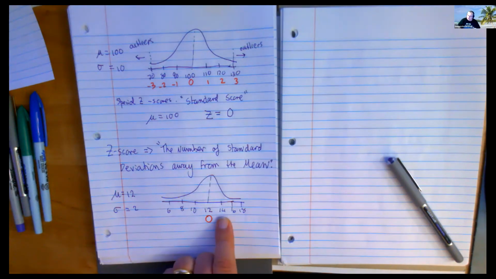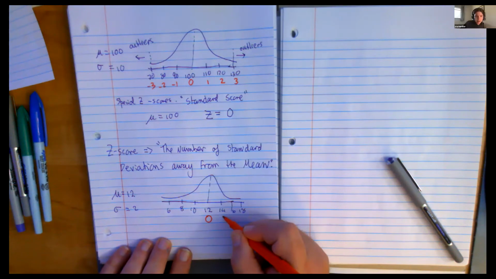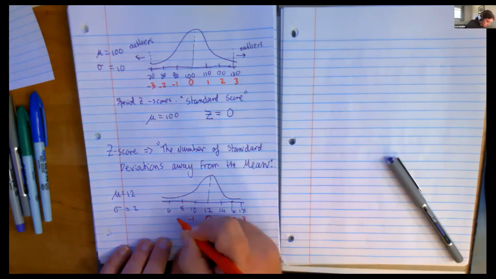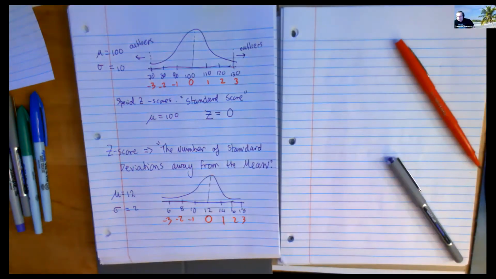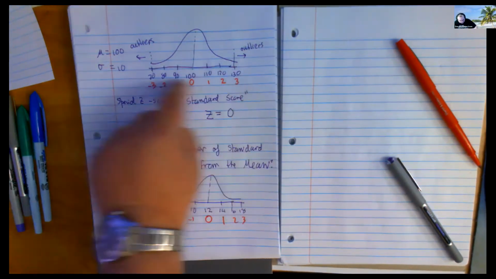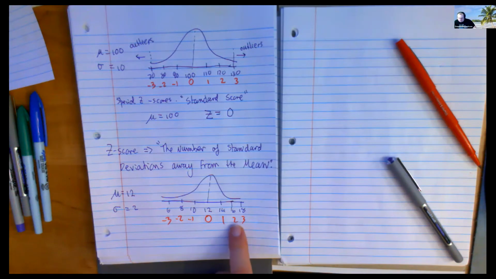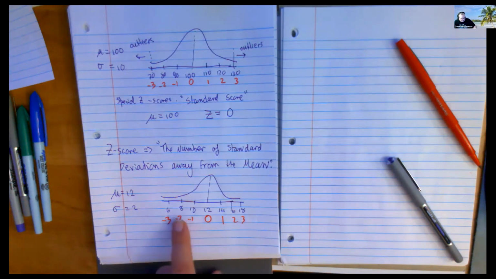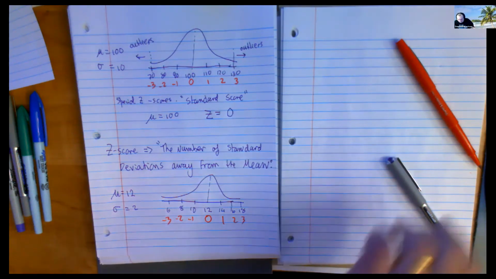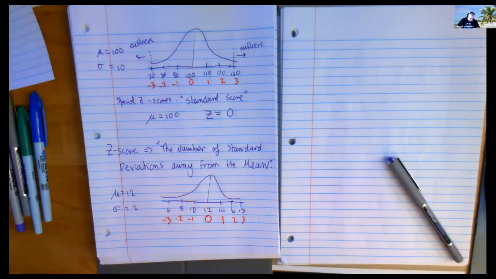What's the z-score of 14 going to be? 1. Do you notice that when you convert these numbers into z-scores, you always get the same z-scores? 1, 2, 3. And that's not a coincidence, is it? 1 standard deviation away from the mean, 2 standard deviations away from the mean, 3 standard deviations away from the mean, 1 standard deviation less than the mean, 2 standard deviations less than the mean, 3 standard deviations less than the mean.